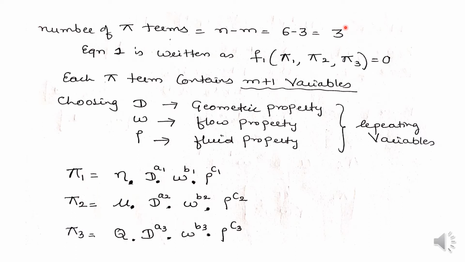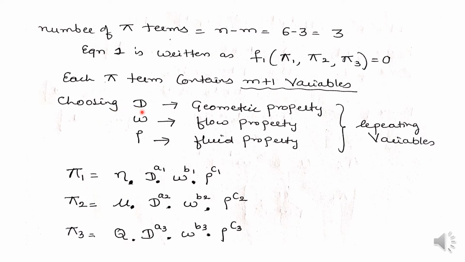And each pi term contains m plus 1 variables. Here m, which is 3, is also called the repeating variables. So total 3 repeating variables we have to select, plus 1. So each pi term will have total 4 variables. So we have chosen here diameter d, omega and density.